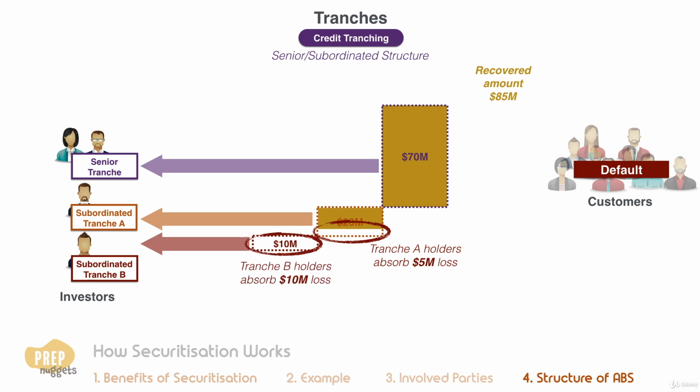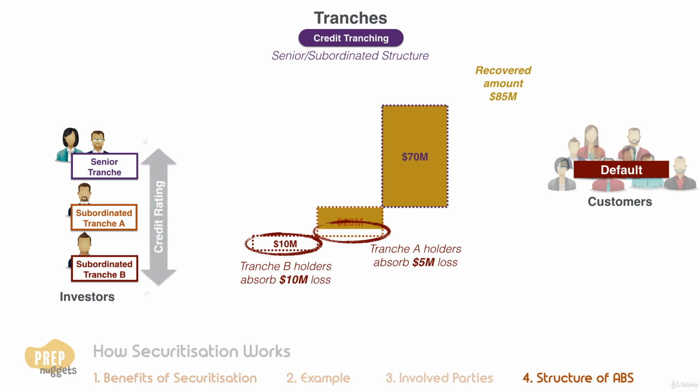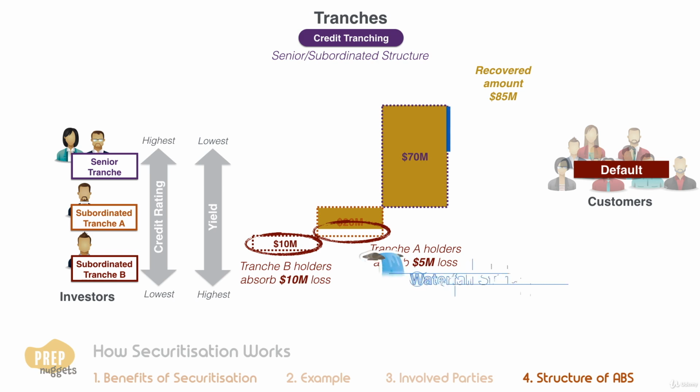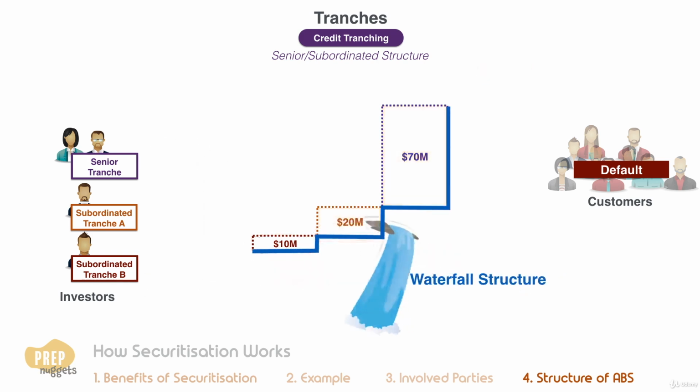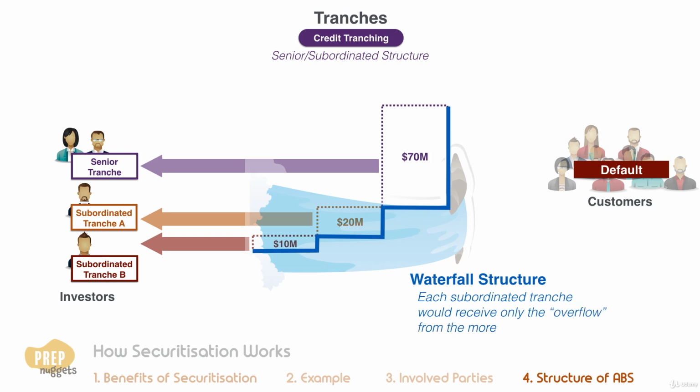Because of such a structure where the most junior tranches absorb the losses first, tranche B will have the lowest credit rating and offer the highest yield of the three bond classes. This structure is also called a waterfall structure because in liquidation, each subordinated tranche would receive only the overflow from the more senior tranches.